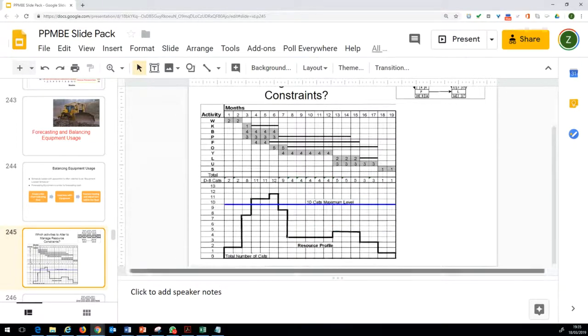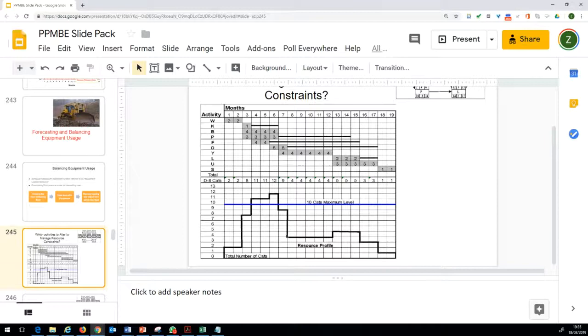And then we have this information to plot the number of caterpillars required, and we have got no issue at all in the earlier months, but as we get into the fourth month of the project, we are starting to exceed the given resource limit. That is one issue.